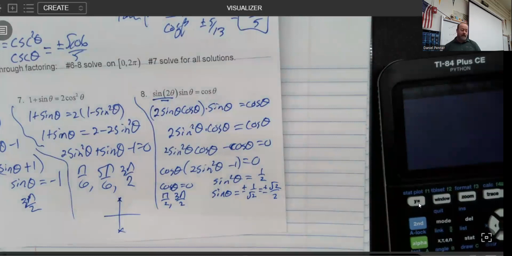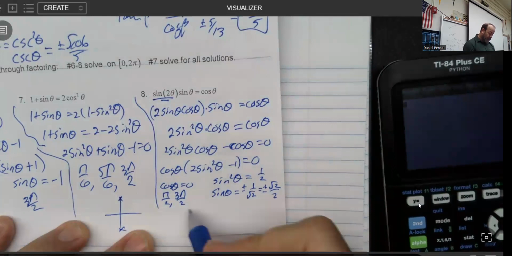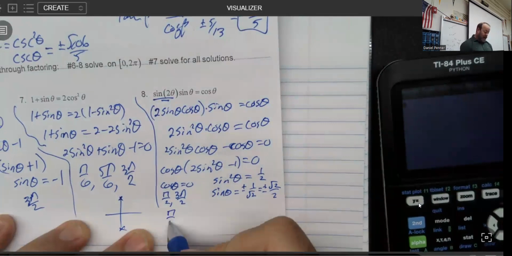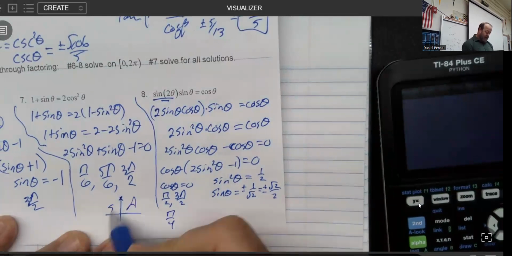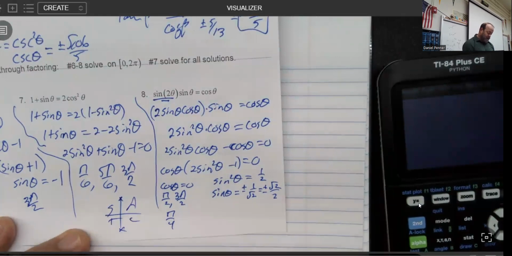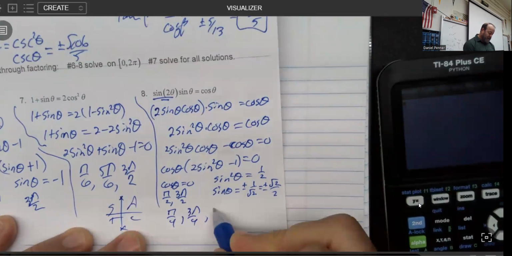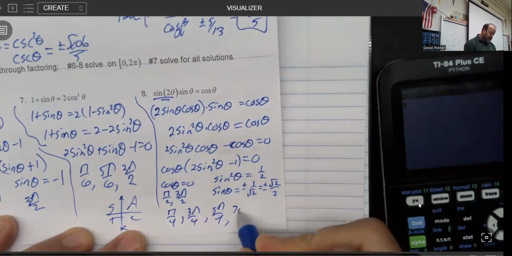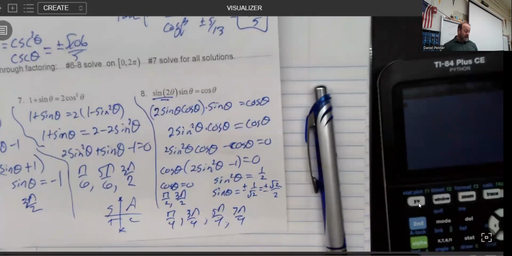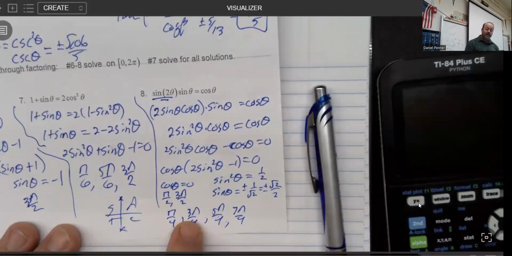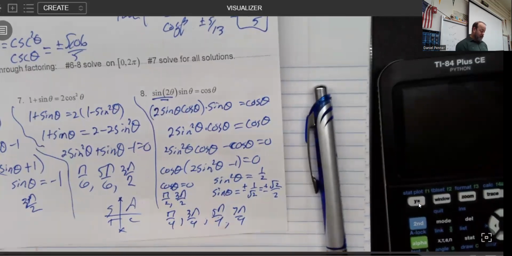Well, that's interesting, because the sine is root 2 over 2 at pi over 4. But I don't want just the positives, I want the negatives as well. So I want both positives and both negatives. So as it turns out, this particular problem actually has, it looks like, 1, 2, 3, 4, 5, 6 answers.